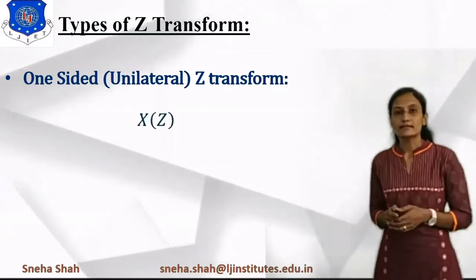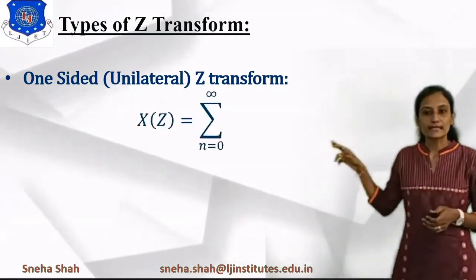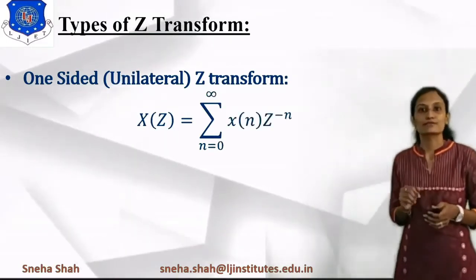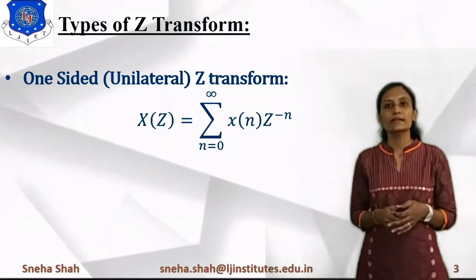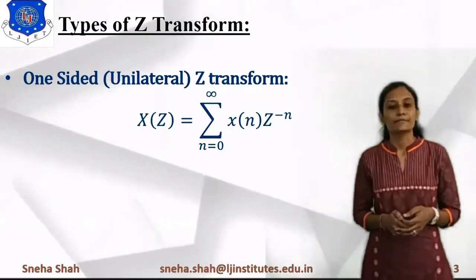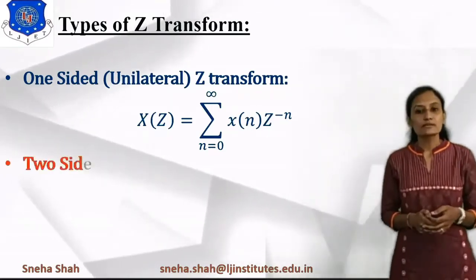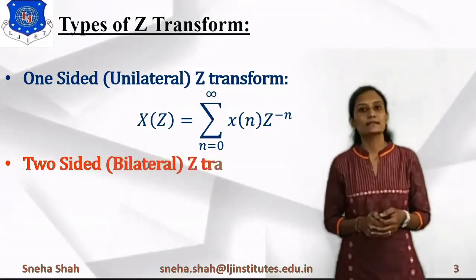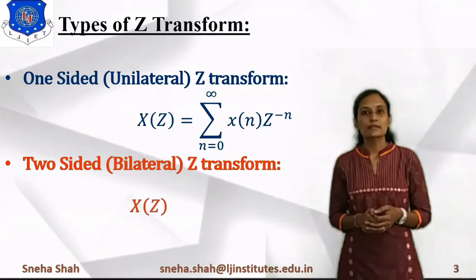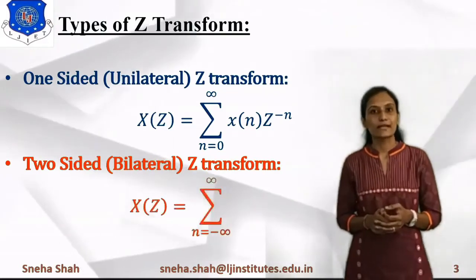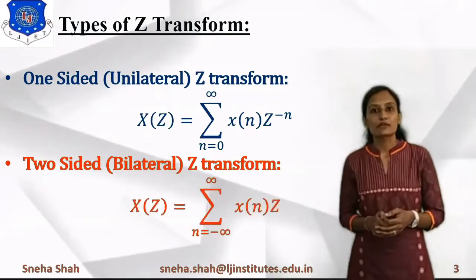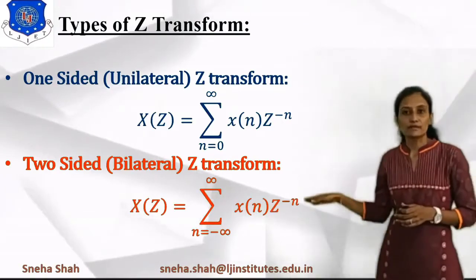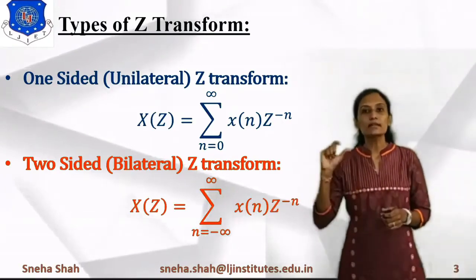So for the one-sided Z transform, the equation is X of z equals summation n equals 0 to infinity x of n z raised to minus n. And if we define the two-sided or bilateral Z transform, then the equation will be X of z equals summation n equals minus infinity to infinity x of n z raised to minus n. So basically in these two equations, the only change is in the range.